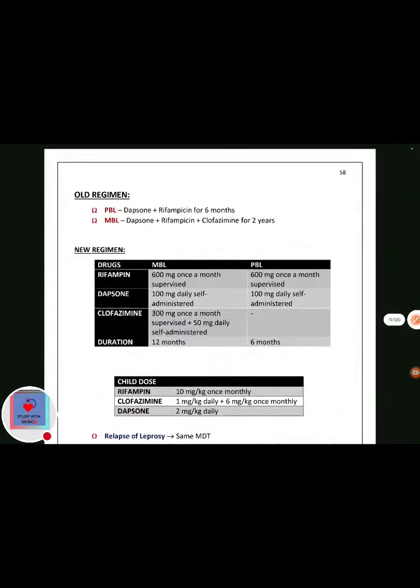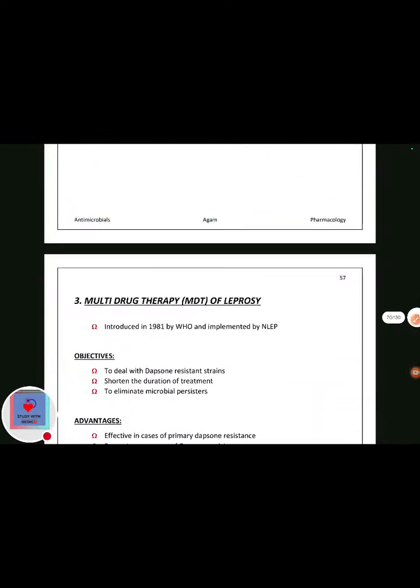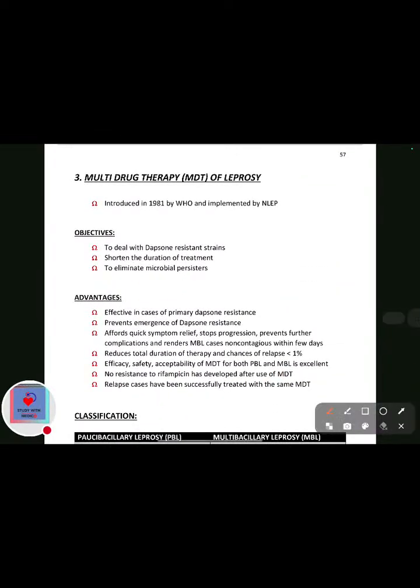Multi-drug therapy of leprosy. Let's talk about multi-drug therapy of leprosy. It has been recommended by WHO since 1981. It is introduced by WHO but implemented by NLEP, the National Leprosy Eradication Program. Objectives of multi-drug therapy were to deal with dapsone resistant strains, and shorten the duration of treatment to eliminate microbial persisters.